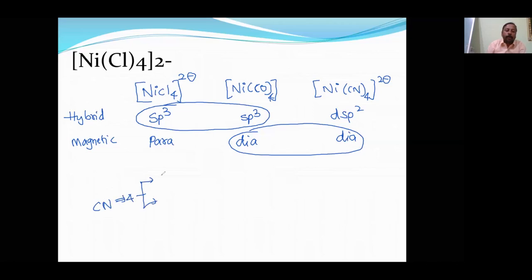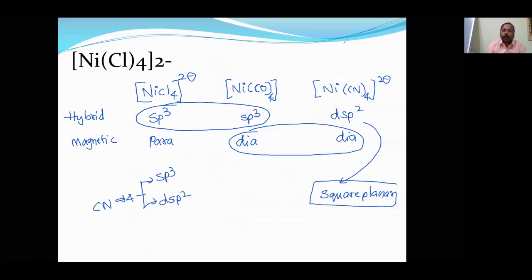Coordination number 4, what are the hybridizations possible? sp3 is possible, dsp2 is possible. Once it is dsp2, it will be square planar. Square planar will be the shape, and the other is tetrahedral. Up to here, if you have any doubt, you can ask me.